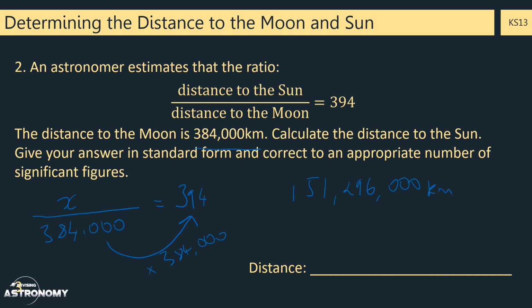151,296,000 kilometers. It does ask us to give our answer in standard form, so we will do it to 2 decimal places. So 1.51 times 10 to the, think about the decimal point being here, so we're moving it 1, 2, 3, 4, 5, 6, 7, 8 places to the right. So it'll be 1.51 times 10 to the 8 kilometers.